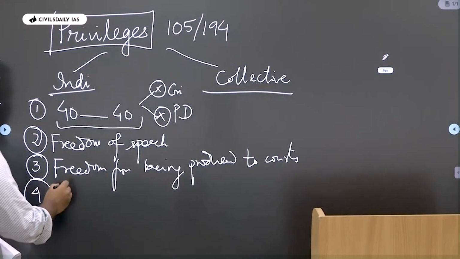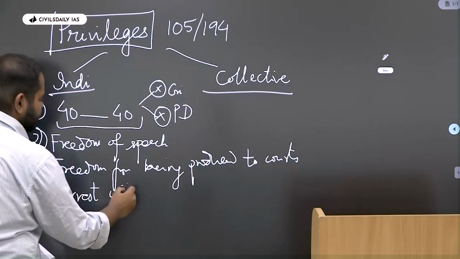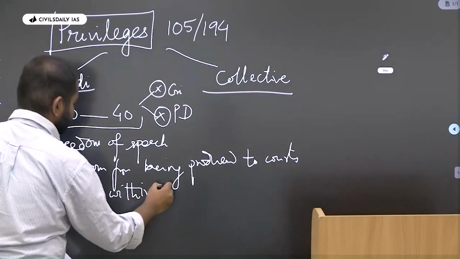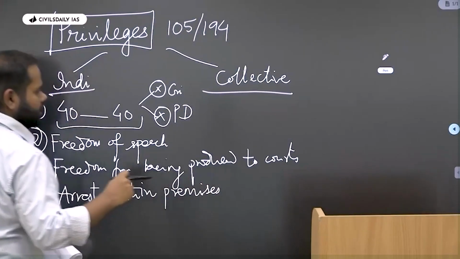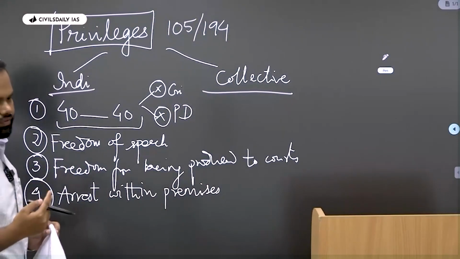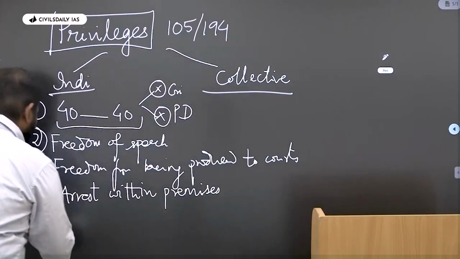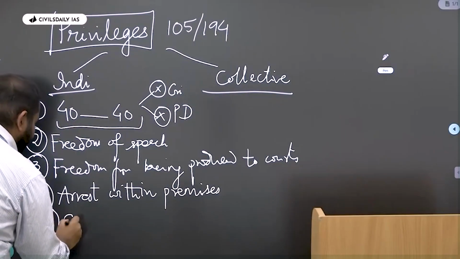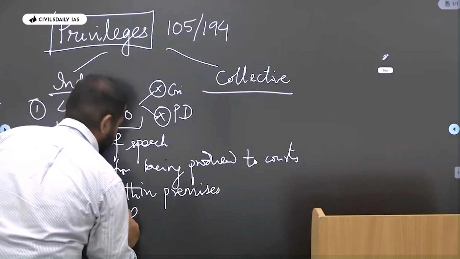There is also another point, that nobody can be arrested within the precincts, within the premises, be it a member or not a member, without the permission of the presiding officer. Also, another one: now we don't have jury services, but they can have exemption from jury services as well.